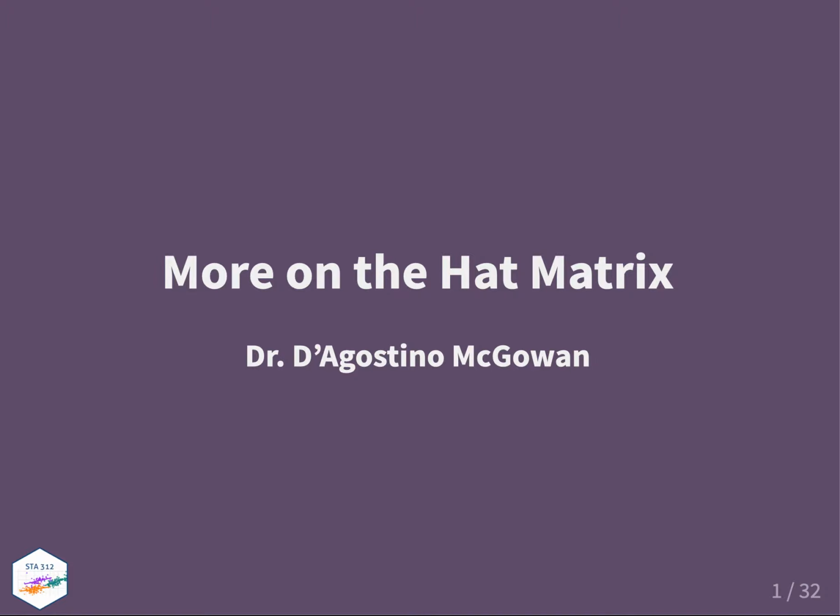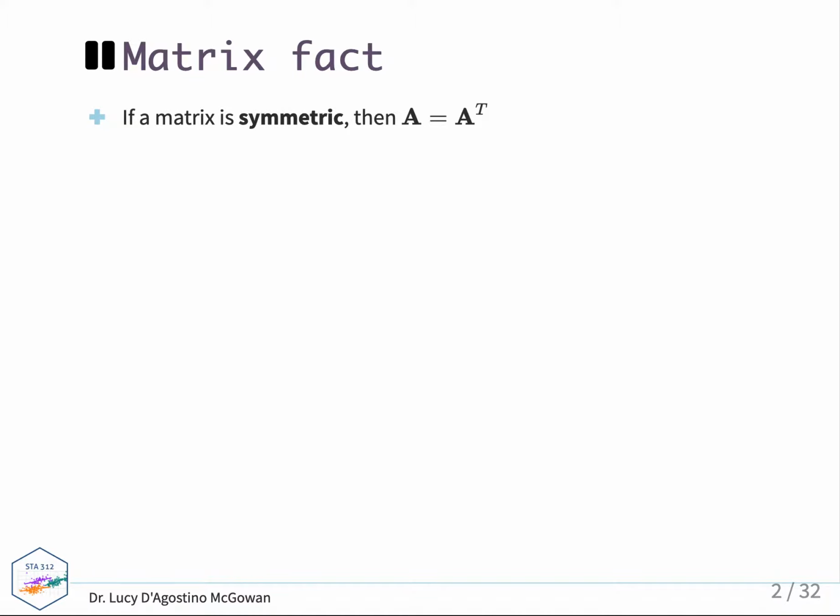Okay, let's talk a little more about the hat matrix. So I'm going to start with a matrix fact. If a matrix is symmetric, that means that the matrix A equals A transpose. So being symmetric means that you're the same as your transpose. If a matrix is idempotent, that means that A transpose times A is equal to A. So basically when you square that matrix, it's equal to itself.